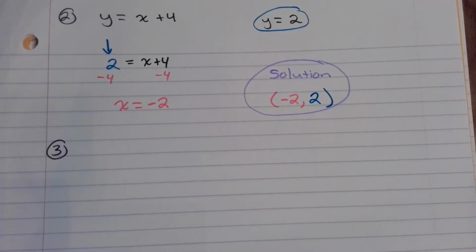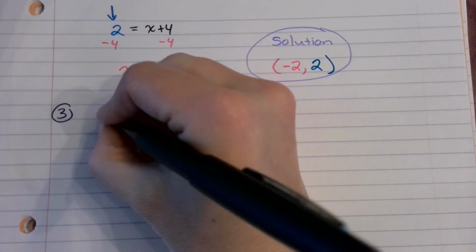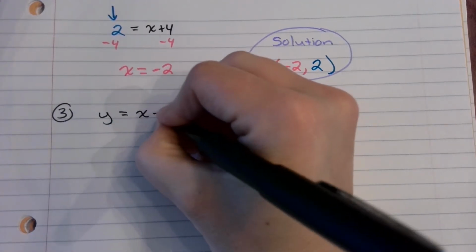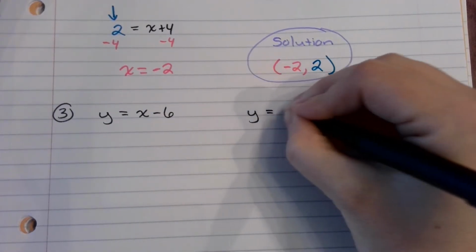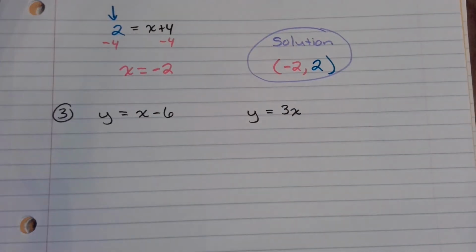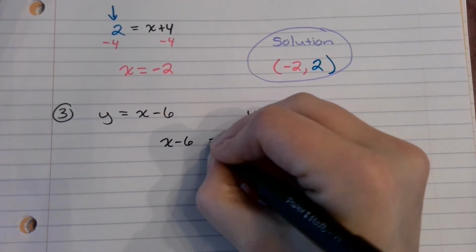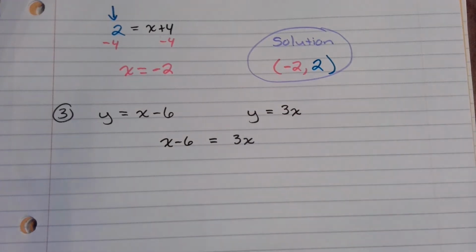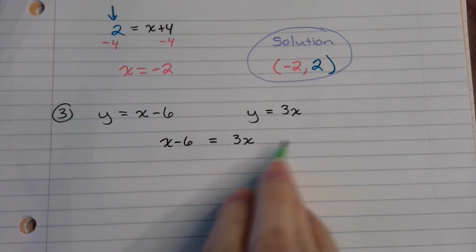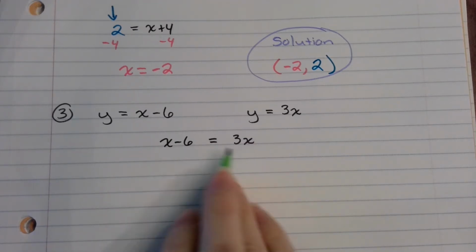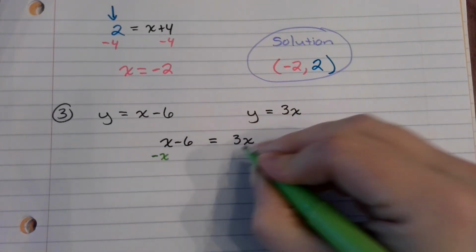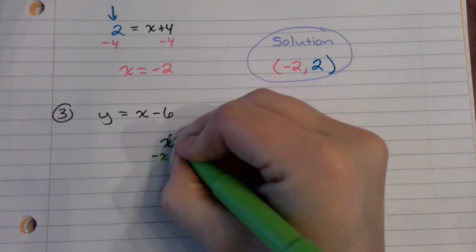All right, let's go back to another situation like we had before. So if we've got y is equal to x minus 6 and y is equal to 3x. Again, both of these are in slope-intercept form, so I can easily just say, hey, x minus 6 is equal to 3x. And then I can start solving. So the first thing that I want to do is move one of the x's, the smaller x, over to the other side. So I'm going to subtract this x from both sides.